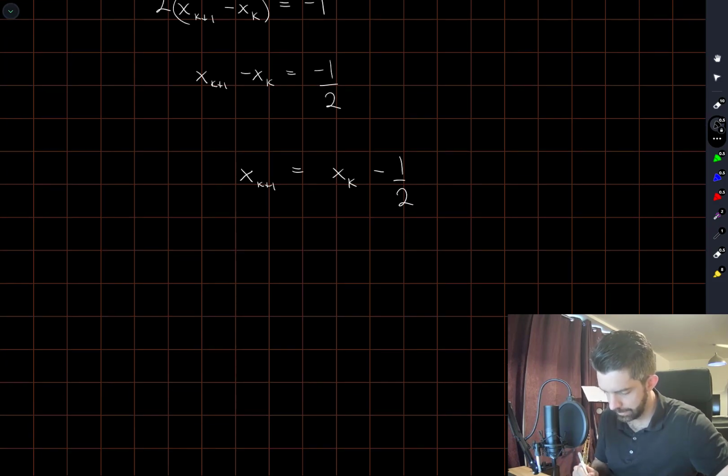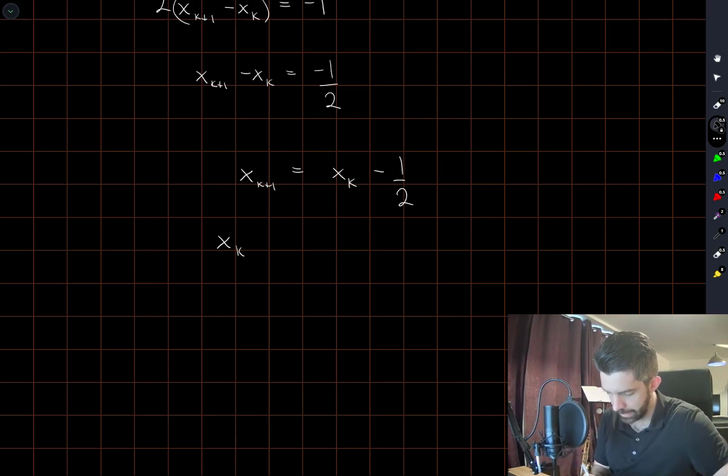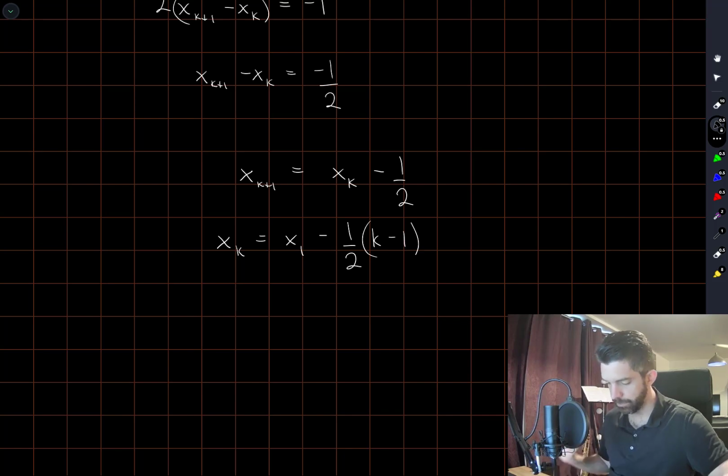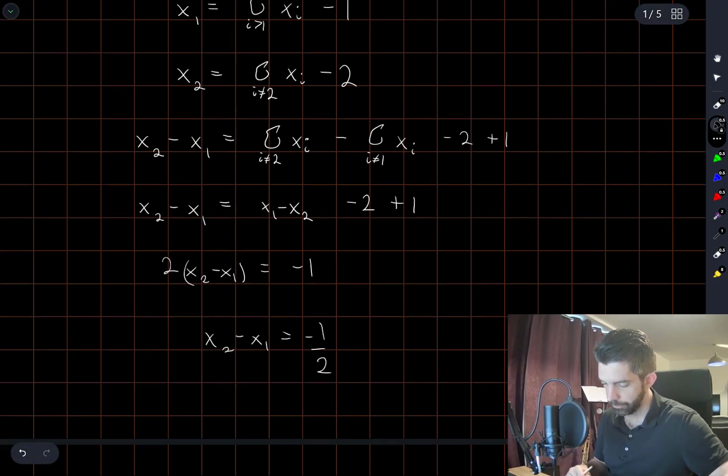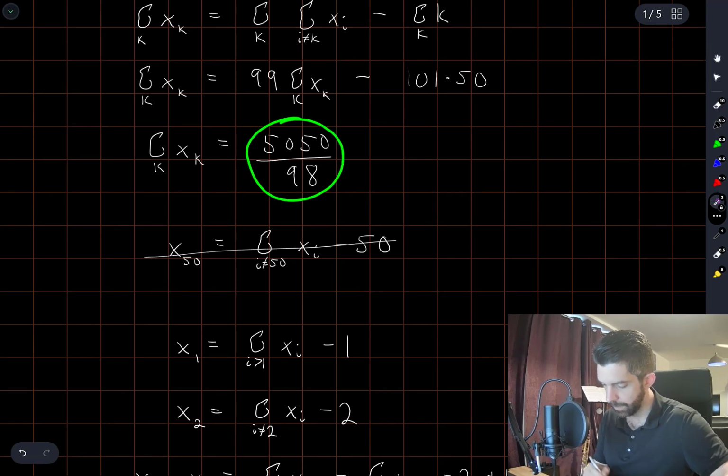Okay, so this tells me that the difference between any two values in the sequence, the terms are decreasing by a half every time. So xk is equal to x1 minus 1 over 2 times k minus 1, right? So we have an arithmetic sequence, and we also know the sum of all the terms is up here, and so we should be able to figure out any one particular term.